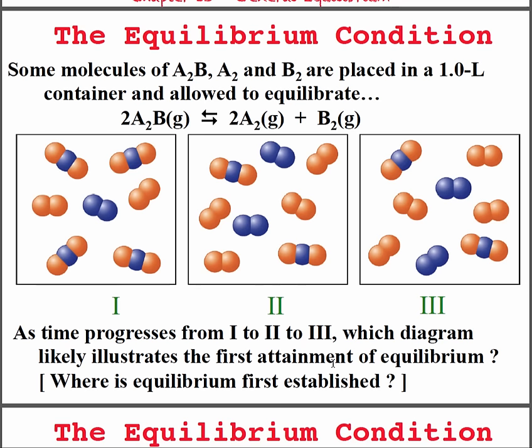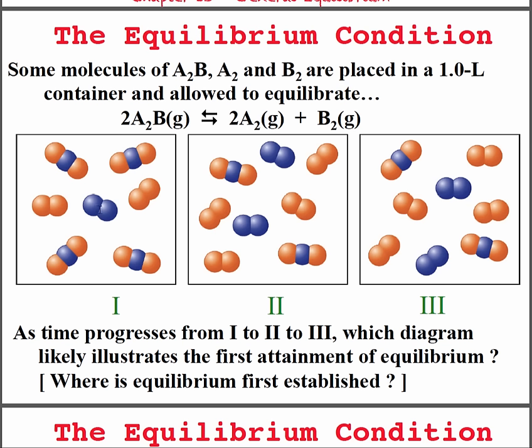What's up with this? Another silly picture cartoon. Let's see. A2B and A2 and B2 are placed in a 1 liter container and allowed to come to an equilibrium. Looks like two A2Bs decompose to give two A2s and B2. As time progresses from 1 to 2 to 3, which diagram likely illustrates the first attainment of an equilibrium? I wish we had some more pictures, but I guess I can do it.